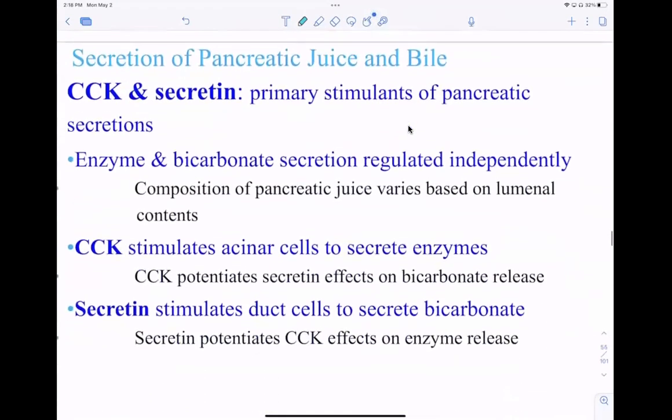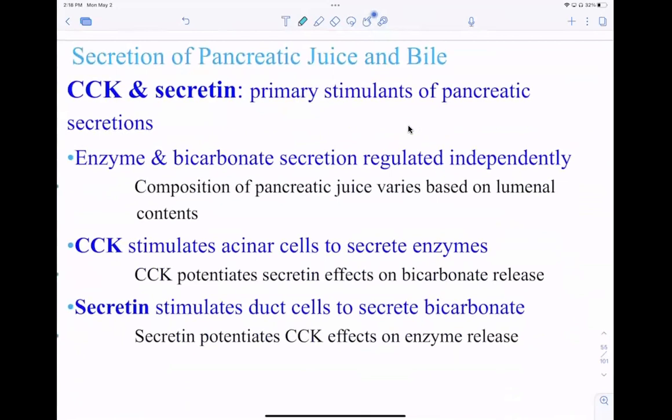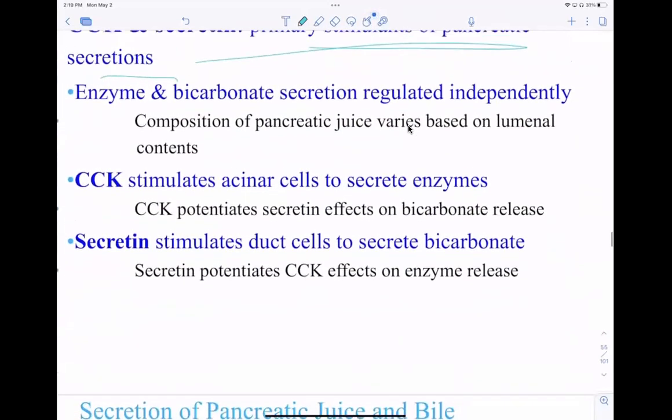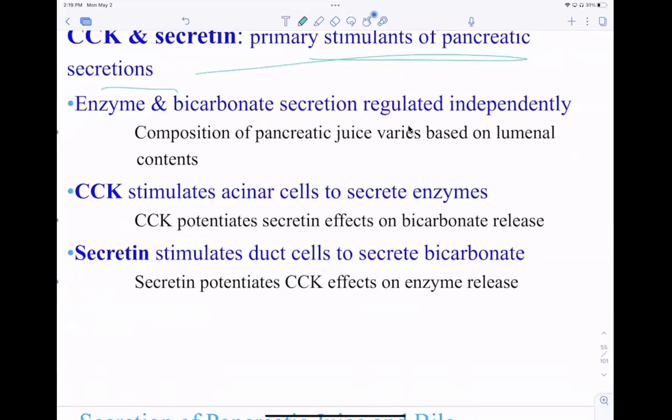So pancreatic juice also has a hormone, CCK and secretin. And these hormones stimulate pancreatic secretions. The enzymes and bicarbonates are secreted independently. And so it's going to be dependent on what is in the actual chyme. So CCK stimulates the acinar cells to secrete the enzymes. Secretin stimulates the secretion of bicarbonate.